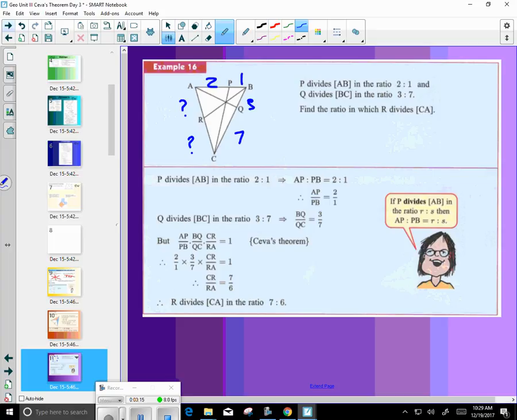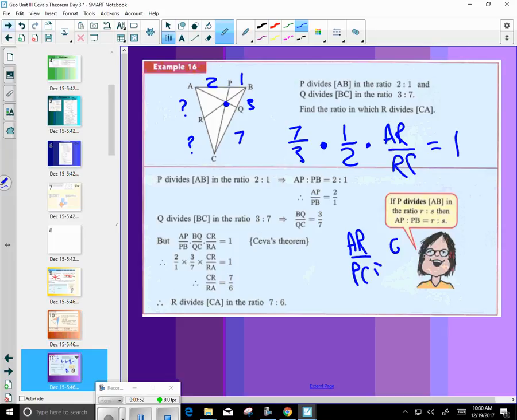So here we go. I'm going to start here at C. 7 is to 3 times, don't put equals, times 1 is to 2 times AR is to RC. See how I just kept going around? 7 is to 3, 1 is to 2, AR is to RC, and that should be equal to 1, since they are concurrent in their intersection. So solving for AR over RC is just going to be 6 over 7.